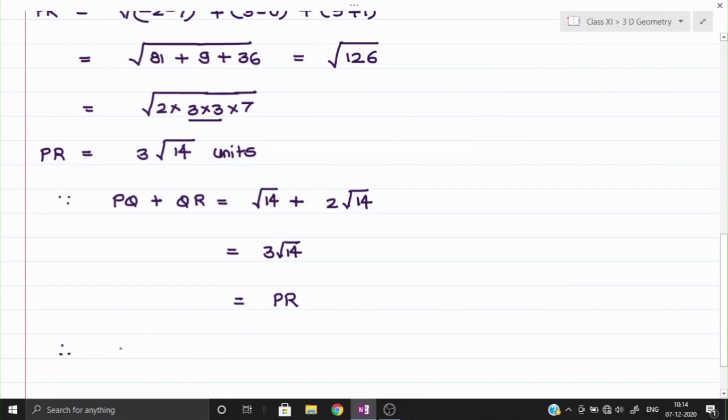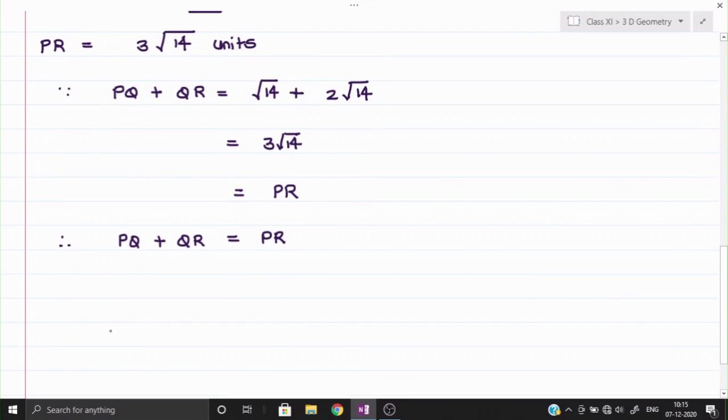Therefore we can say that PQ plus QR is equal to PR. So we can say that therefore P, Q, R are collinear. P, Q, R are collinear points.